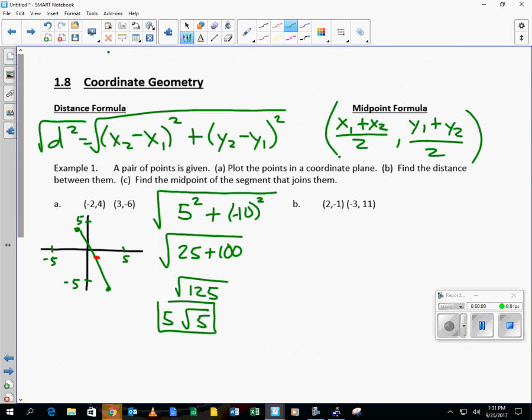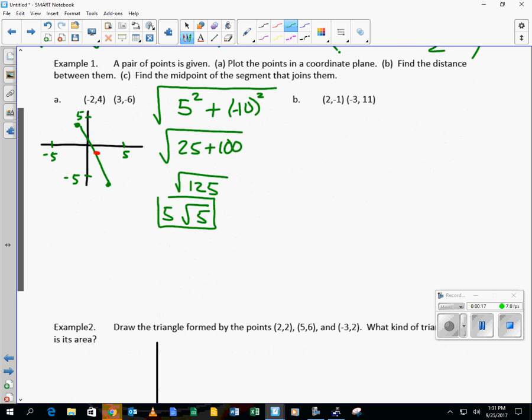So anyway, this is what we laid out for distance formula and midpoint, where we graphed it and found the distance. Now we're going to do the midpoint. For the midpoint, we add the x values, so 3 plus negative 2 divided by 2, and negative 6 plus 4 divided by 2. And so I get 1/2 and negative 1.